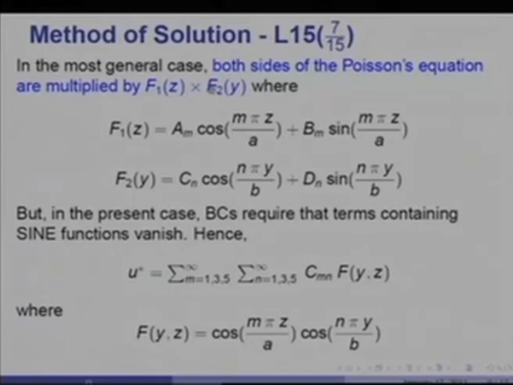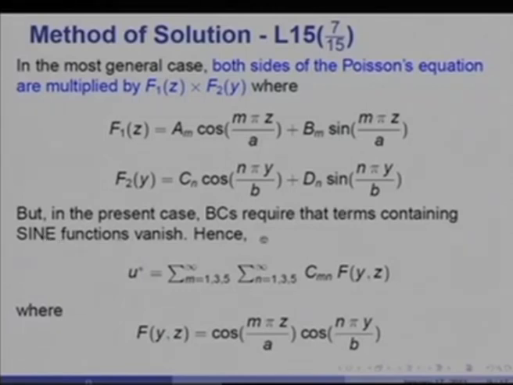In the most general case, both sides of the Poisson equation are multiplied by f1 into f2, where f1 is a function of z only and f2 is a function of y, and they are taken as Fourier series: a_m cos(m pi z by a) plus b_m sin(m pi z by a). So, this is a function of z, and likewise this is a function of y, again a Fourier series. In the present case, the boundary conditions require that the term concerning sine functions must vanish.